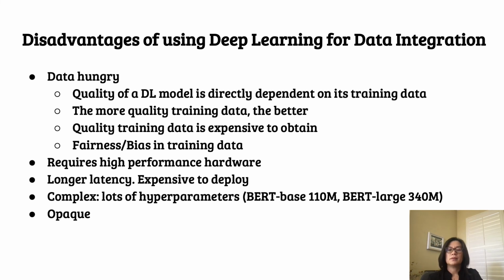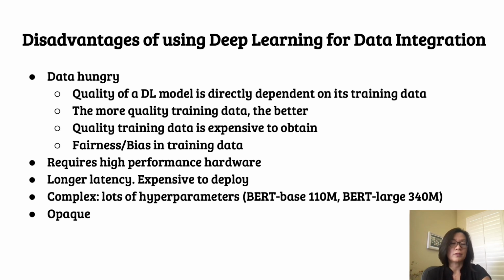Not only quality data, training data is difficult to obtain in general, one also has to be concerned about fairness and biases that may exist in training data. Deep learning algorithms also require higher performance hardware to work on, and they typically have longer latency and are more expensive to deploy in general. They're also more complex, right? They have more hyperparameters. The base model itself already has 110 million parameters, and I've lost track of how many parameters there are in the latest models these days.